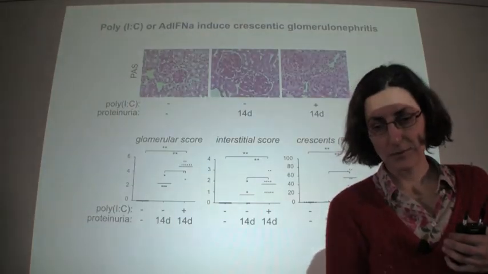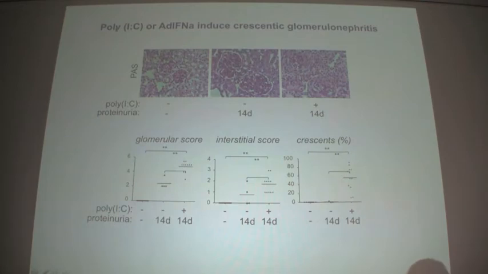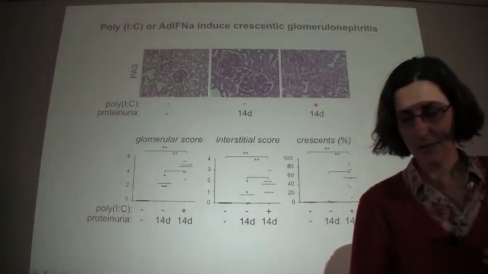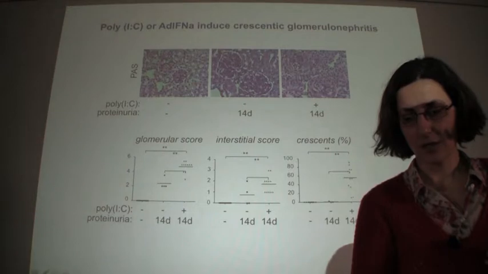So what we did here is that we gave either poly-IC, a synthetic double-stranded RNA that induces type 1 interferons in the blood, or we gave the mice an adenovirus expressing type 1 interferons. We had the same phenotype in both cases. And the phenotype was, this is not very easy to appreciate here, I'm sorry, you have this type of glomerular disease.